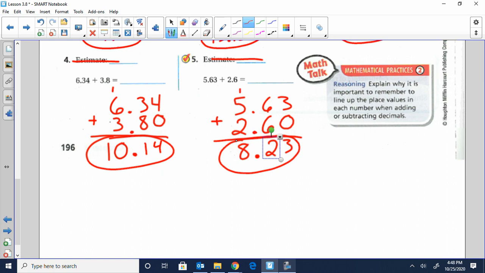When you add decimals, guys, it's just the same as adding regular whole numbers. The only key is make sure you line up your decimals. If you're not lining your decimals up, the place values will not line up, and you're going to get the answer incorrect.